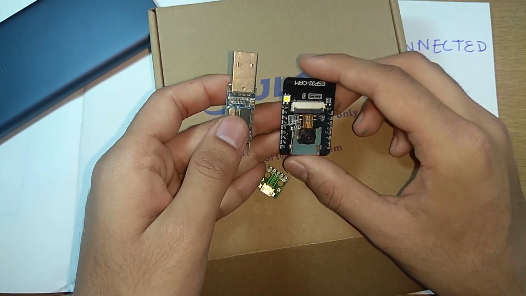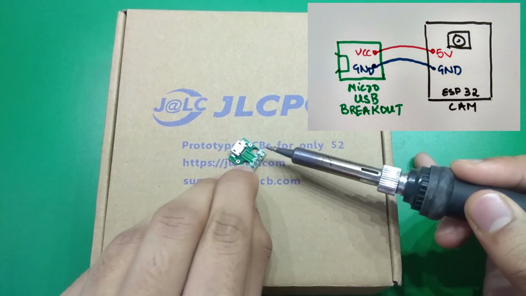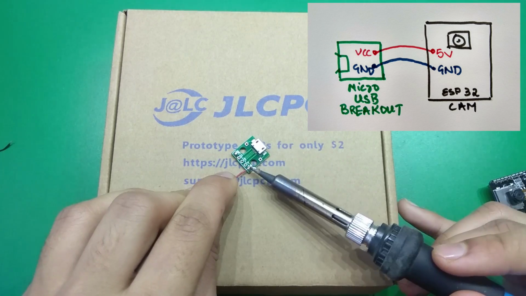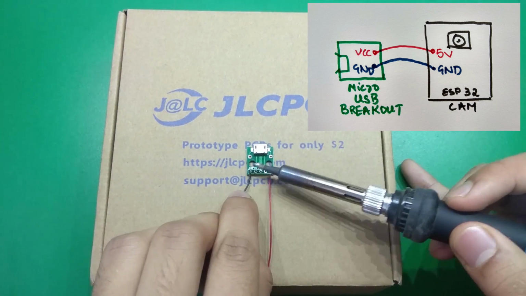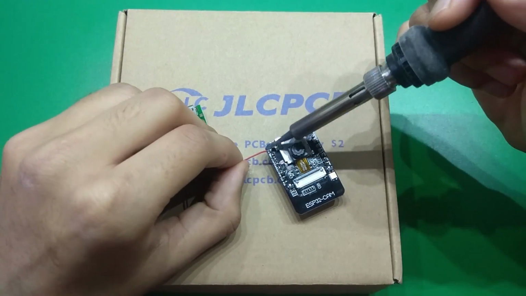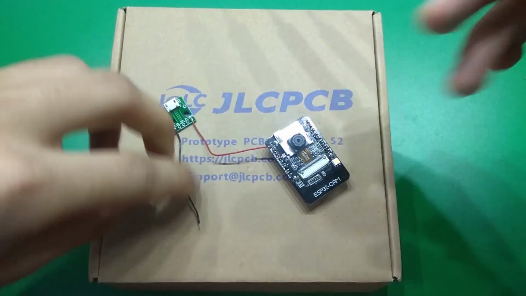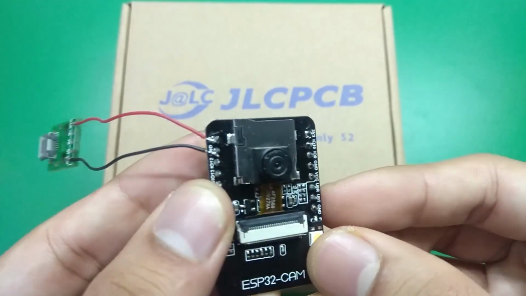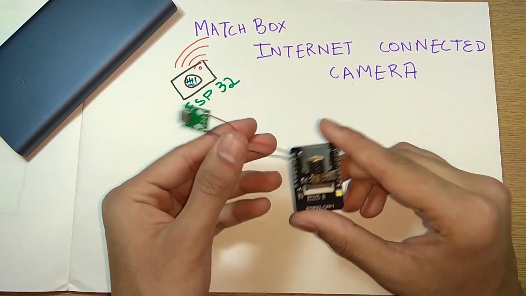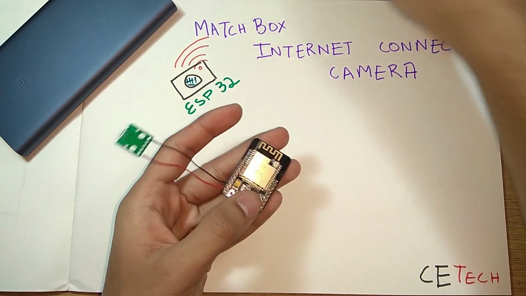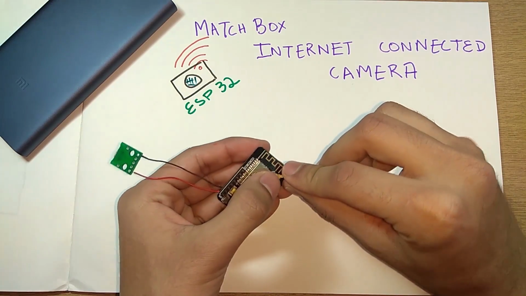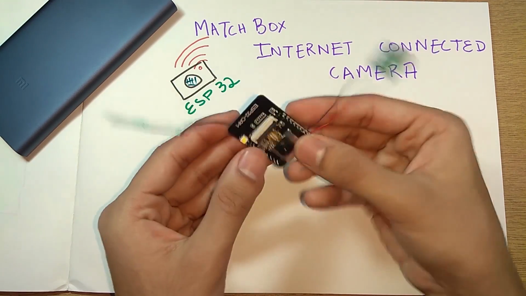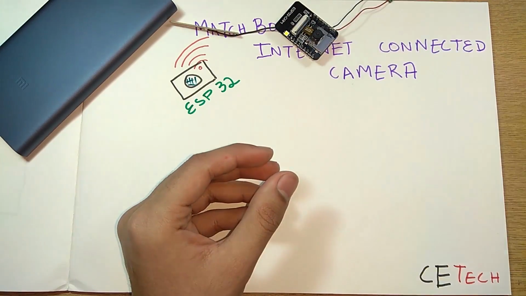So let's get on to the soldering part. Firstly, I soldered a black and a red wire to the ground and the VCC pin of the breakout module. Then I soldered the other end of the red wire to the 5 volt pin of the ESP32 cam and the black wire to the GND pin of the ESP32 module. Once the soldering was done, I just attached this antenna on the IPEX connector of the ESP32. Now the basic connections part was done. We'll move to the matchbox thing.